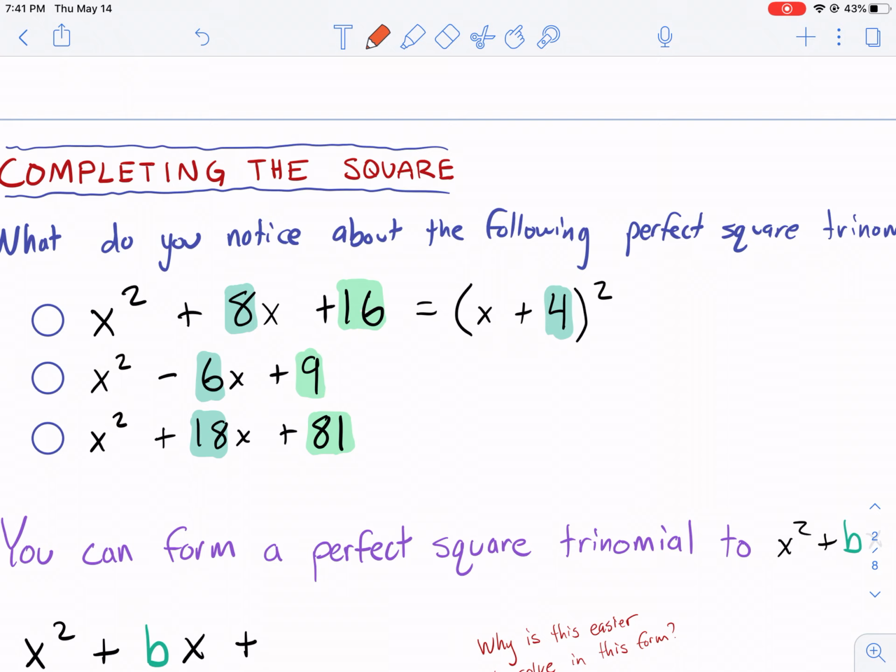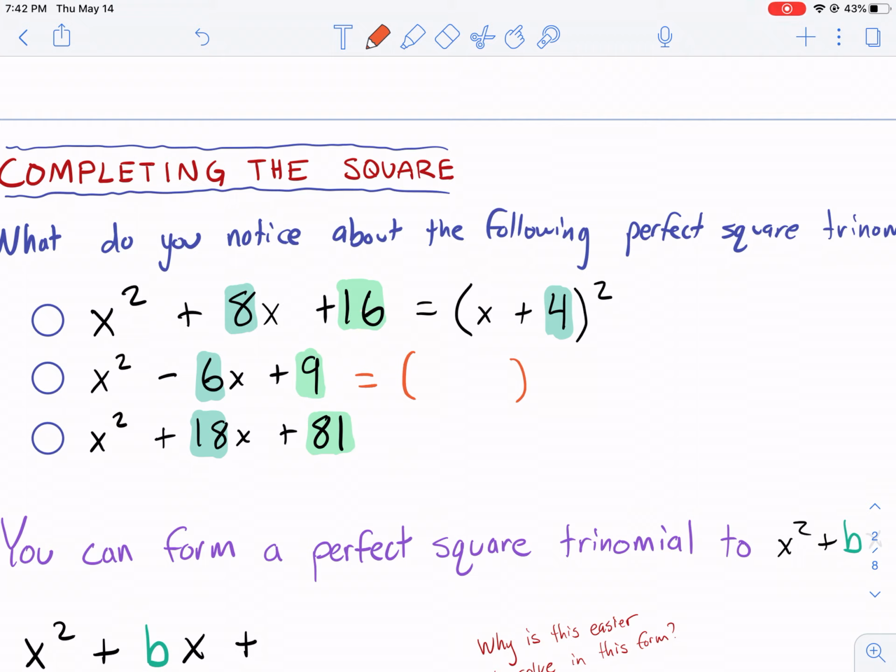I want you guys to notice, what do you notice particularly about the 8 and the 4? And then about the 4 and the 16. There's some sort of relationship here. Moving on. Hope you guys synthesize that information and you can make a predictive guess in just a second.